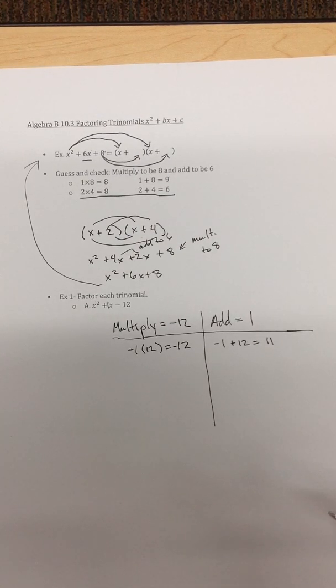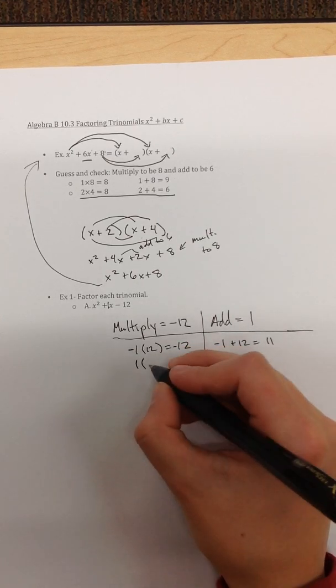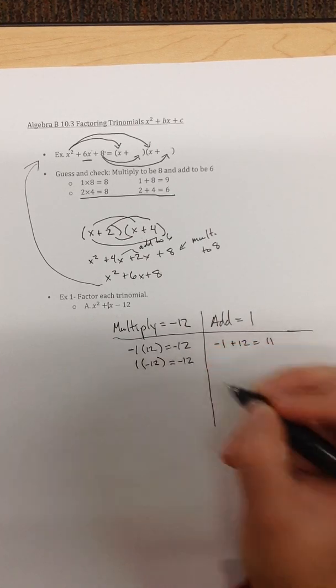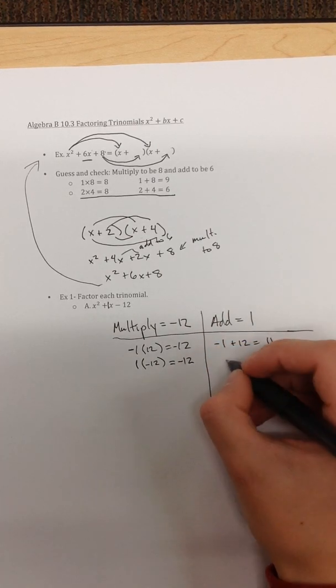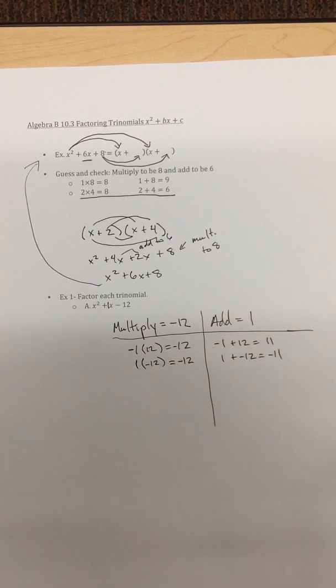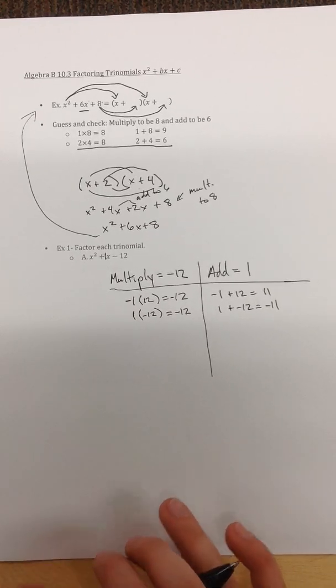So I try another option. So what if I went 1 and, instead of a positive 12, I went a negative 12 there and a positive 1? That still multiplies out to be negative 12. When I go and add those, 1 plus negative 12 gives me negative 11. Still doesn't work. Okay, so 1 and 12 doesn't work.